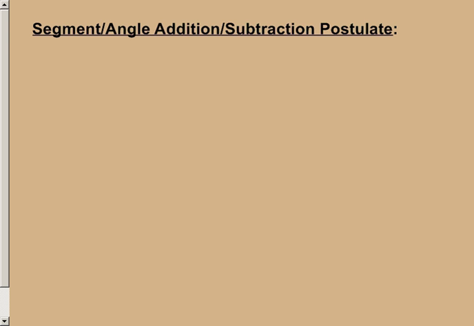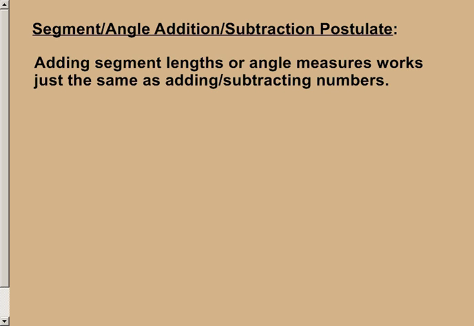All 4 rules are very, very similar, so I've just condensed them down into a single rule so we can save some time. Now basically what these 4 say is that adding segment lengths or angle measurements works just the same as adding or subtracting numbers. And this is really not any rocket science. We can say things like the length from A to B plus the length from B to C is going to equal the length from A to C.